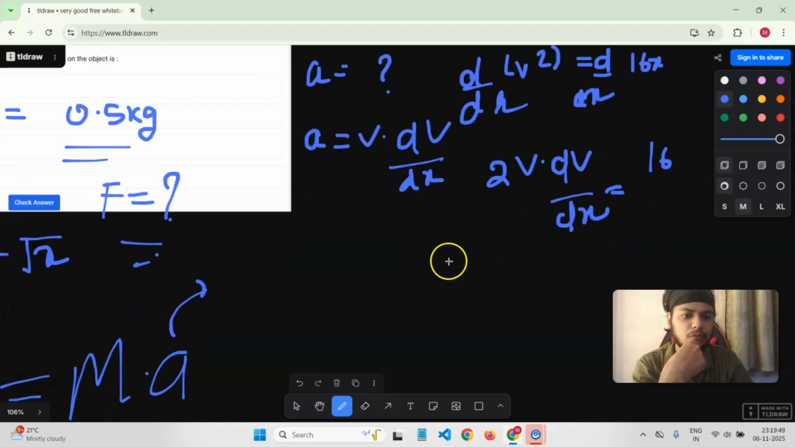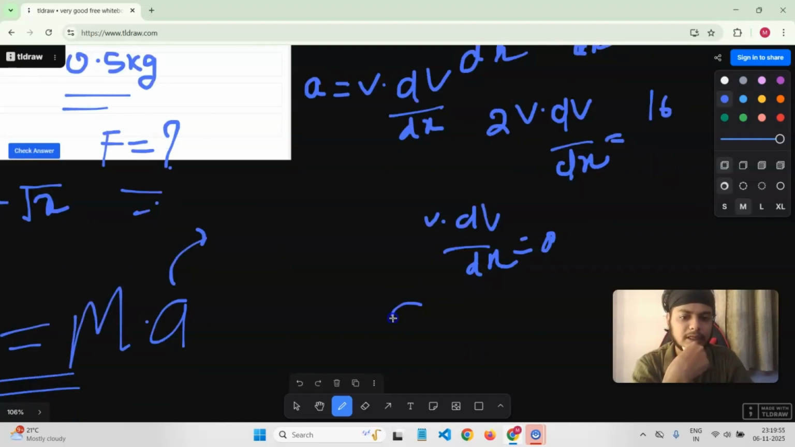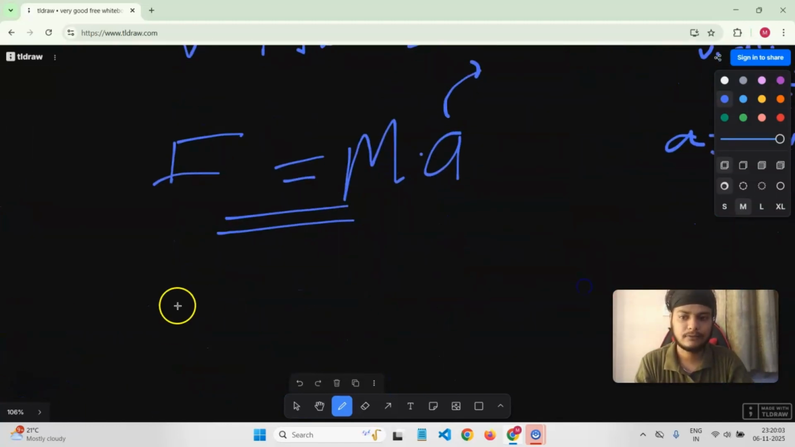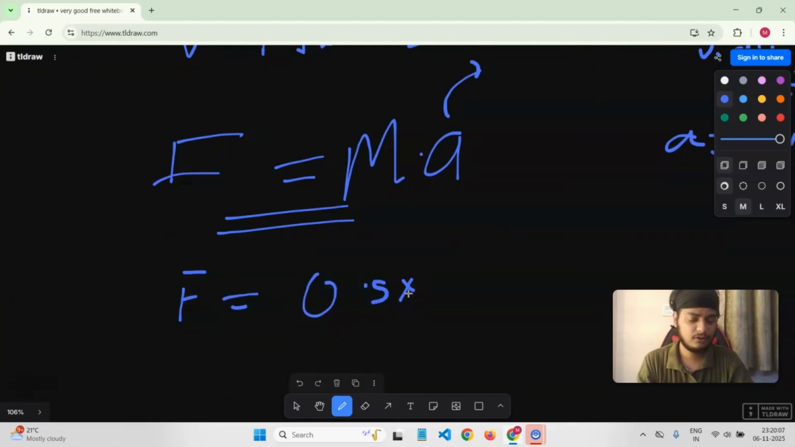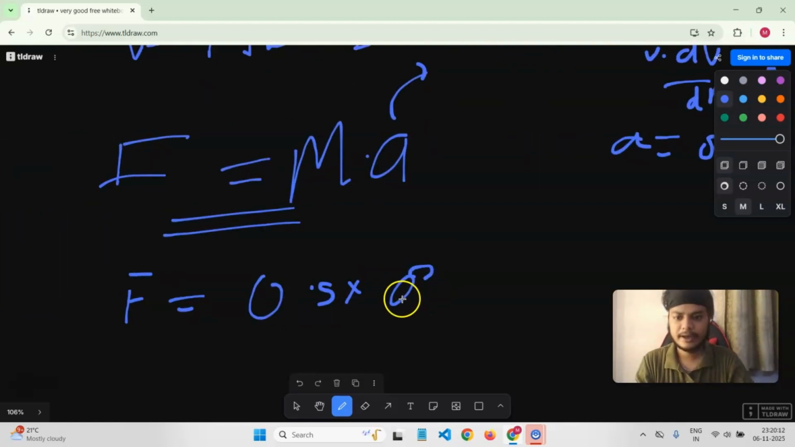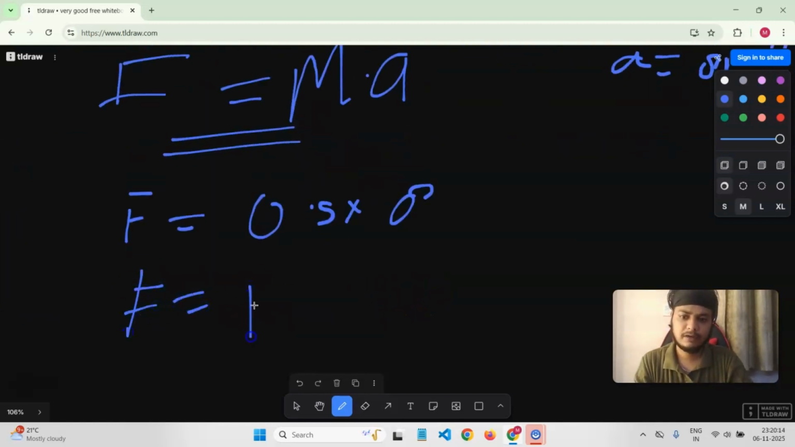which will be nothing but 16. So we will finally get v into dv by dx is equals to 8, which is nothing but my acceleration, right? So acceleration is 8 meter per second square, and we have our mass that is 0.5. So force is equals to mass, which is 0.5 in its SI unit, times acceleration, which is 8 in its SI unit. So force will eventually become 4 Newton.